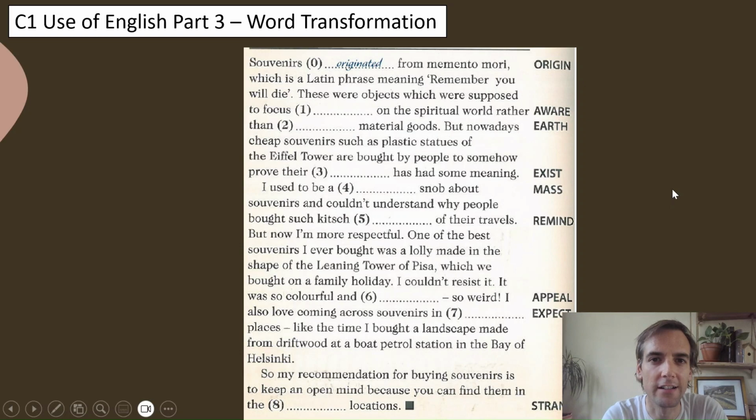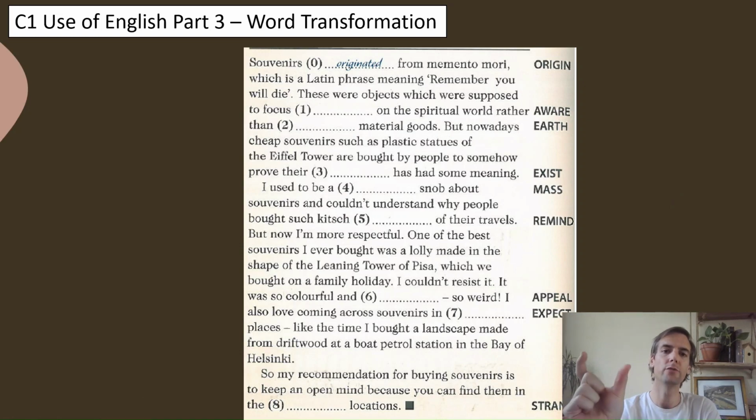Today we are looking at the Use of English part 3, word transformation, where they give you the root, as you can see, and you have to transform it in some way. Make it negative, make it a different type of word, a verb, make it a noun, and so on. It looks like that. That's what you need to be practicing. That's what we'll be doing today.